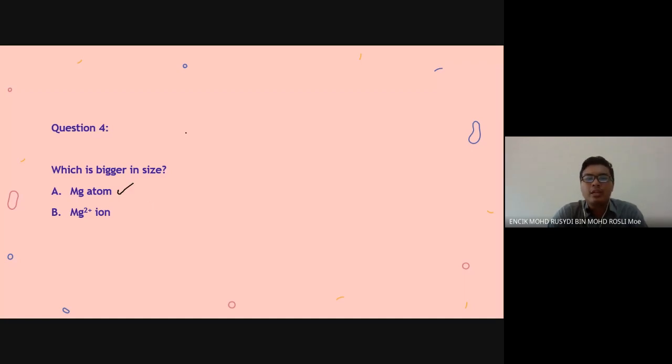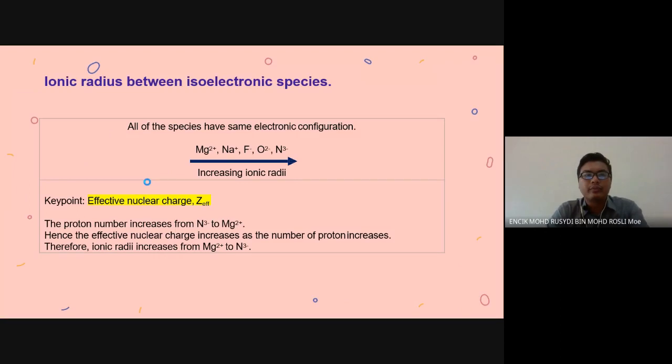Okay, macam saya cakap tadi, for positive ion, dia punya atom yang besar, ion dia kecil. Positive ion kecil, atom besar. Okay, tapi for negative ion pula dia terbalik. Dia punya atom kecil, dia punya ion besar. Okay, well done. Okay, kita teruskan lagi.